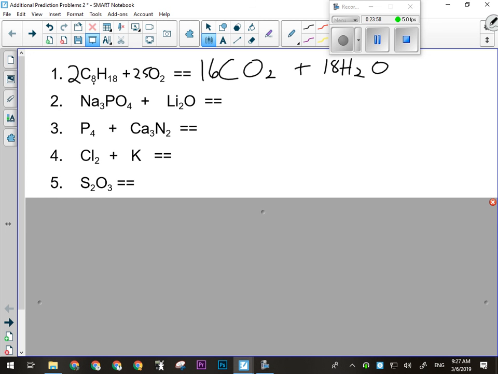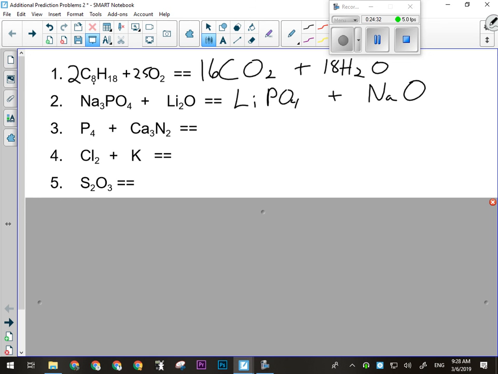How many people are done number 2? Okay, let's have a look at that one too. I've got sodium phosphate, and it's reacting with lithium oxide. Both of those compounds are ionic, so this is what kind of reaction? It's double replacement. So in the double replacement reaction, I need to swap the metals. So lithium's new partner will be phosphate, and sodium's new partner will be oxygen.